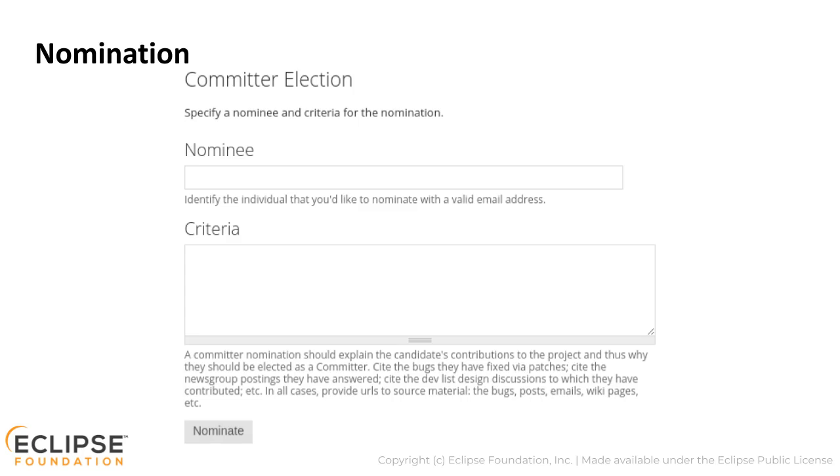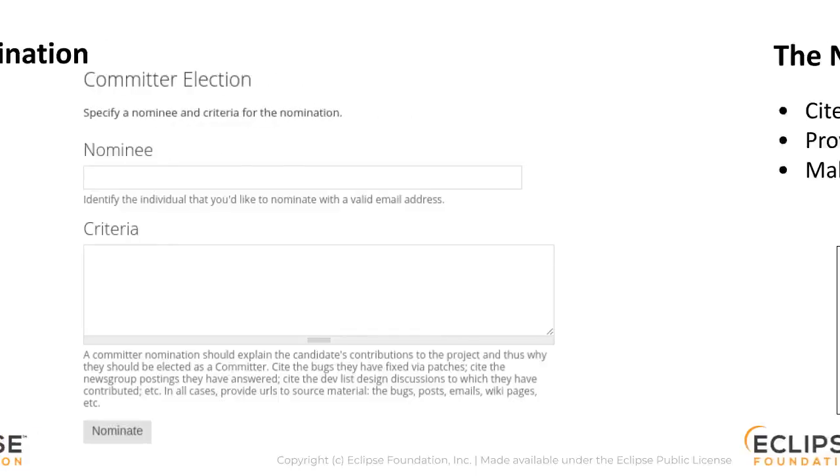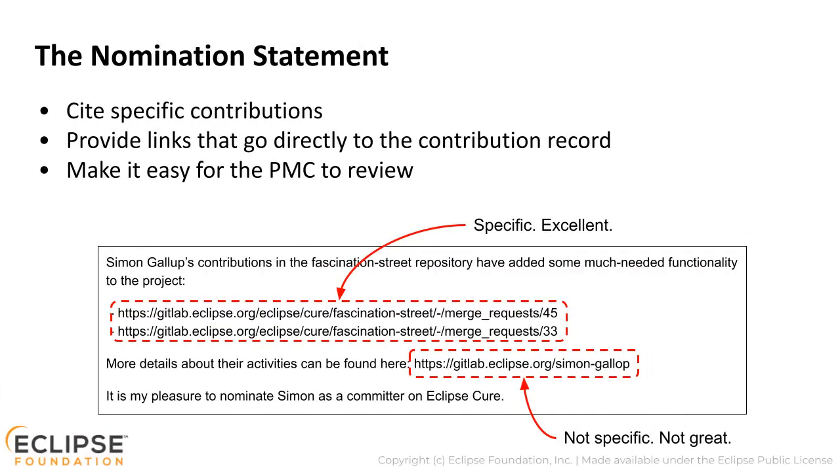Elections start with a nomination, and that requires a nomination statement, referred to as criteria on the nomination form. A committer nomination should explain the candidate's contributions to the project, and therefore why they should be elected as a committer. The nomination statement should cite the issues they have fixed via patches, cite the community forum postings they have answered, cite the dev list design discussions to which they have contributed, etc.